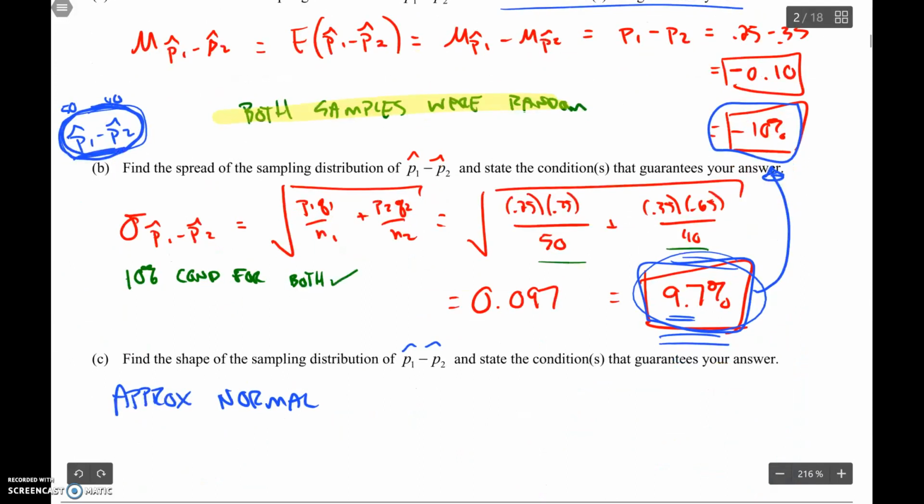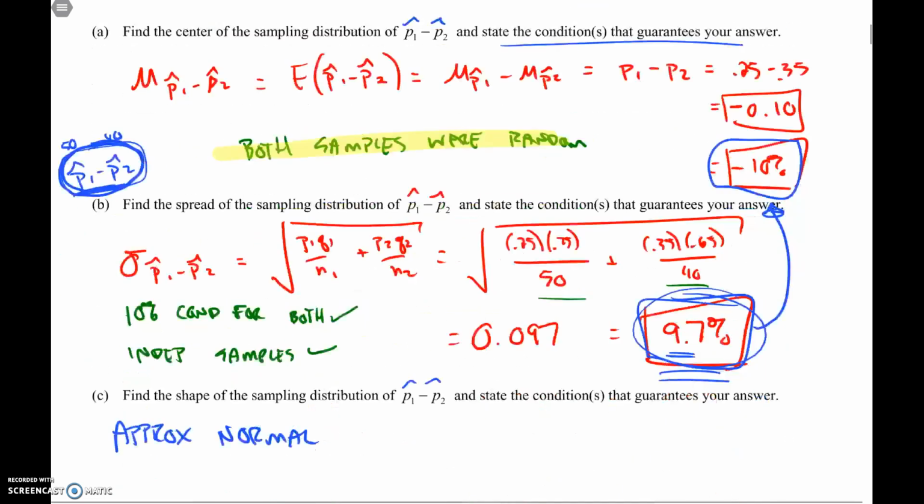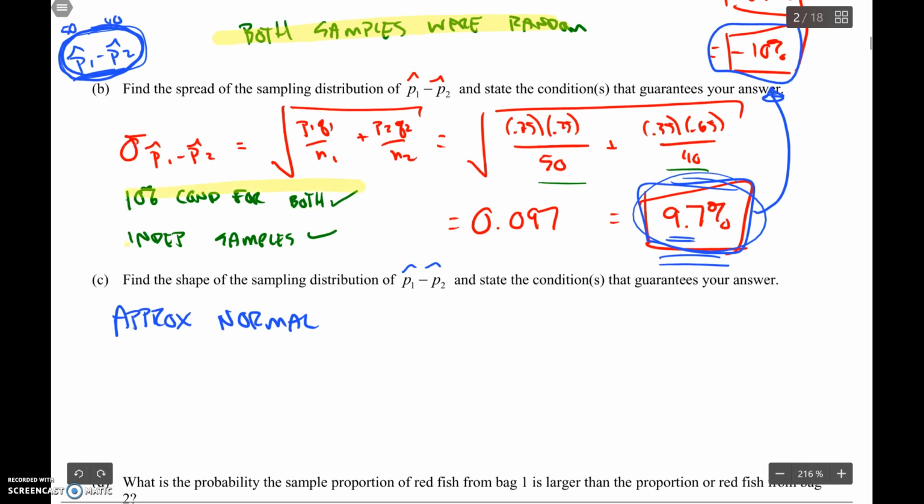And in order to add the variances, we need to have independent samples. And this is true. I'm assuming that the 50 crackers that I picked from bag 1 have no influence on the 40 crackers I picked from bag 2. These were two independent samples. So that checks out. For normality, we've got to check large counts. That's n1 p1, n1 q1, n2 p2, and n2 q2.